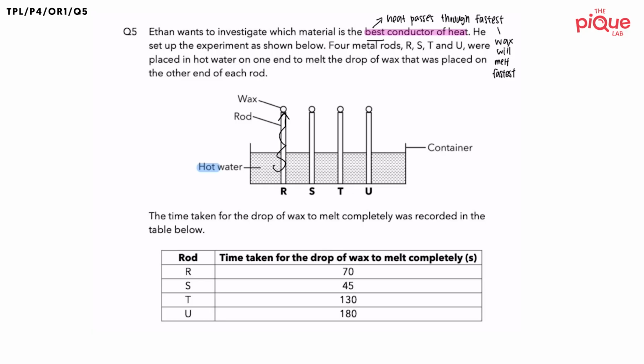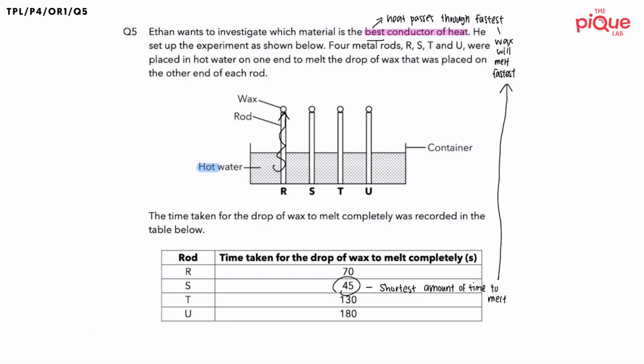Okay, so now in order to find out which wax melted the fastest, let's take a look at the table over here. In this table, we are provided with the time taken for the drop of wax to melt. Now, let's think about it. If the wax melted the fastest, will it take the longest or the shortest amount of time to melt? It will take the shortest amount of time to melt. So, which rod is that? It is actually rod S. Rod S took the shortest amount of time to melt at 45 seconds. So since rod S took the shortest amount of time to melt, we can actually know that rod S is the best conductor of heat.